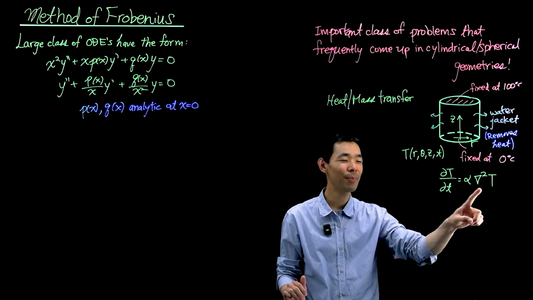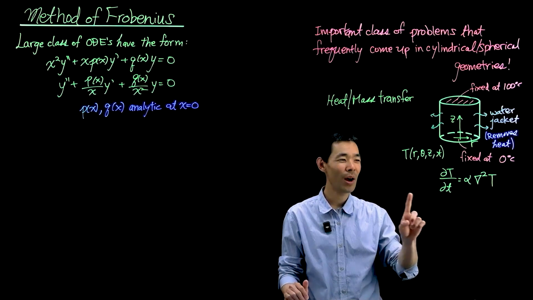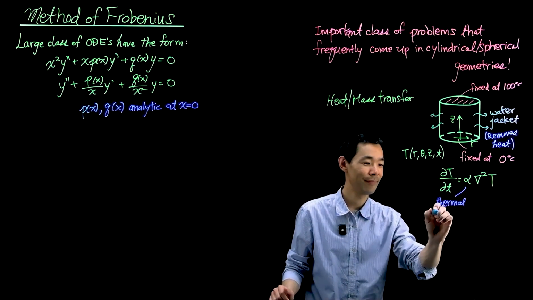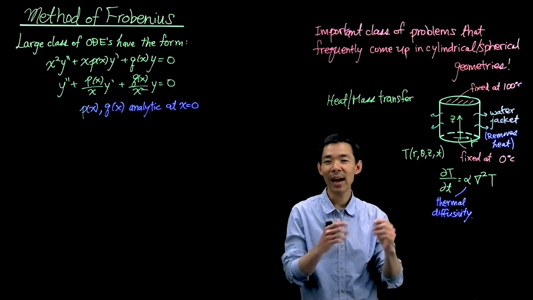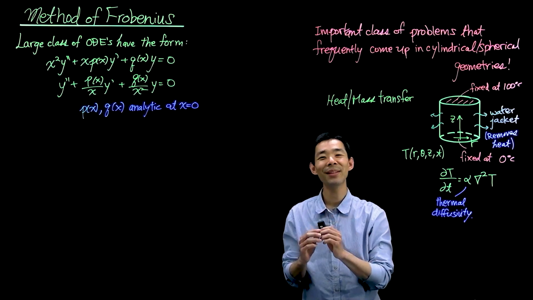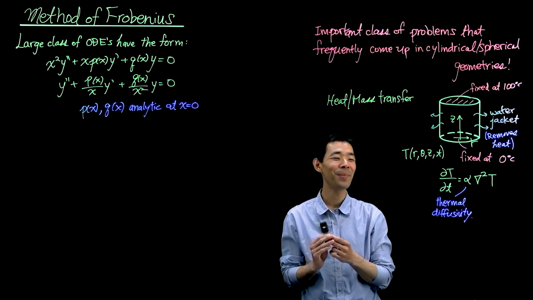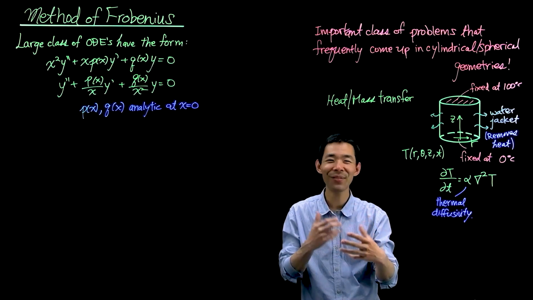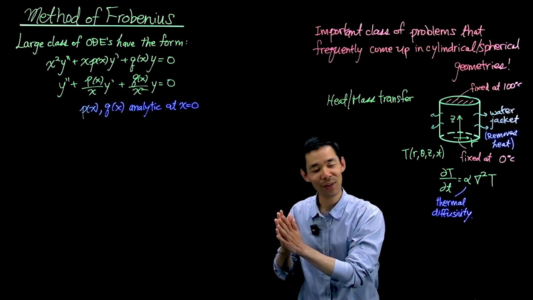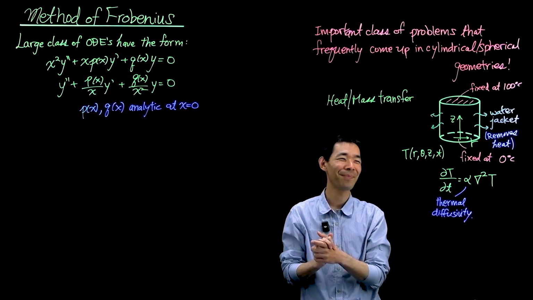Now, there's a couple of parameters inside this system. One is the alpha, that's called the thermal diffusivity. And this thermal diffusivity has other parameters in there like the thermal conductivity, the density of the material, the heat capacity of the material. It tells you how conductive the material is to heat. How easy can heat transfer across that material?